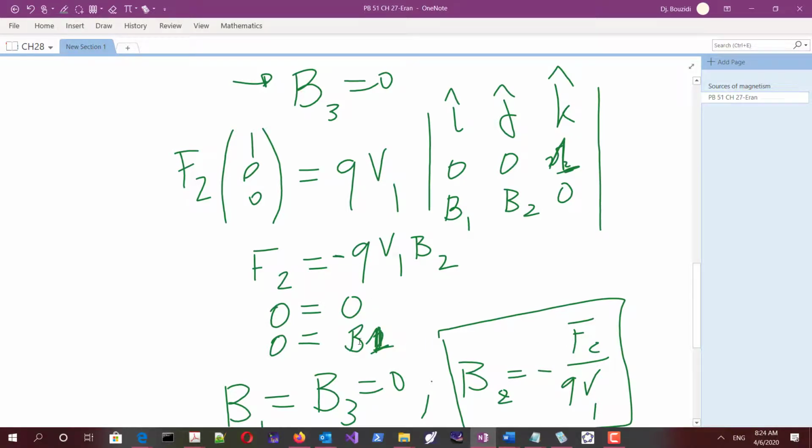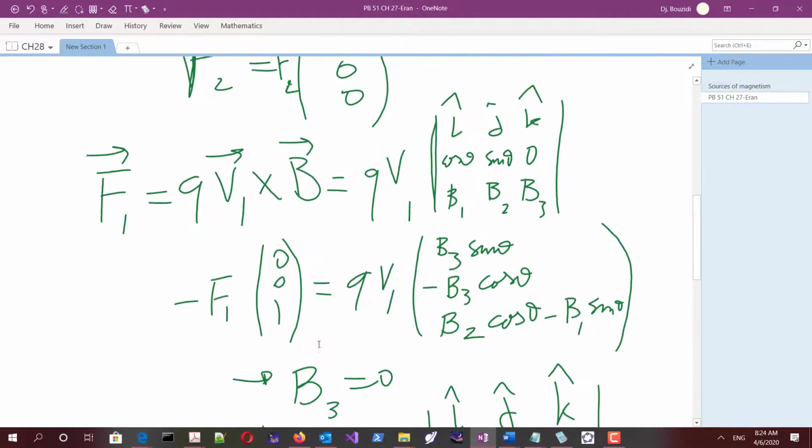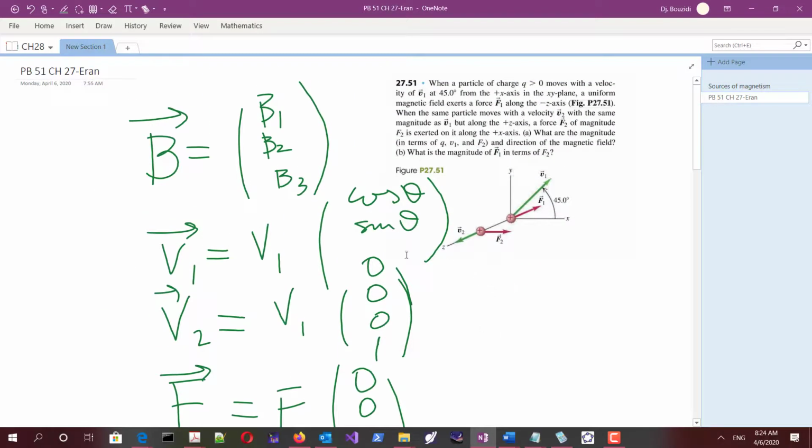For the y direction, I have 0 squared minus b1 times 1. But again, I have to flip the sign in here, so that's why I see b1 times 1, or b1 at the end, equals 0. It doesn't matter. So B1 also is 0. So this vector now has no x component and has no z component.